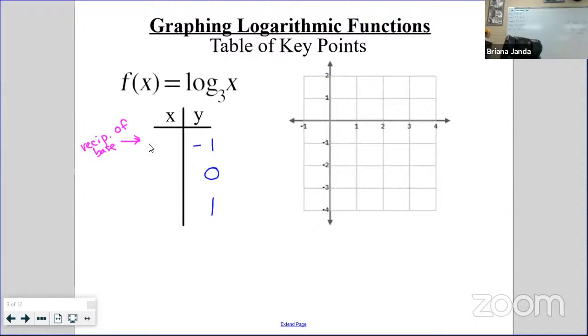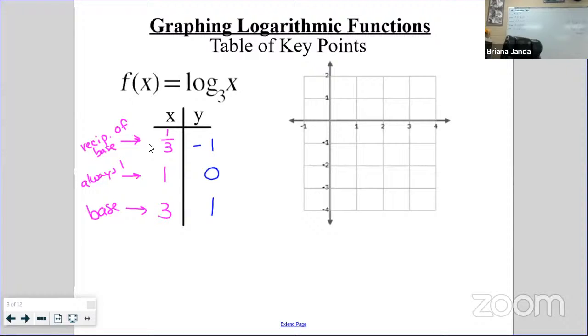Our base being 3 here means I would put in a 1/3 in my x column. Again, thinking backwards exponentially here, if I raise something to the 0, what do I get as an answer? Always 1, always 1, right? And then here, if I raise something to the 1, I always get that same number. This will always match your base.